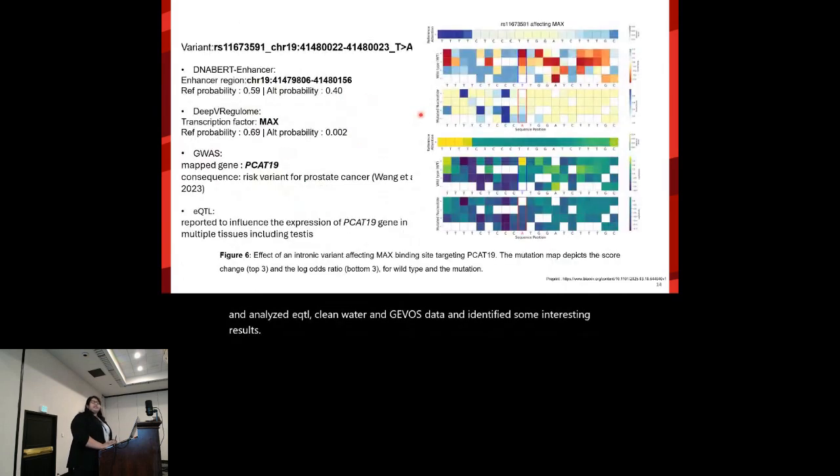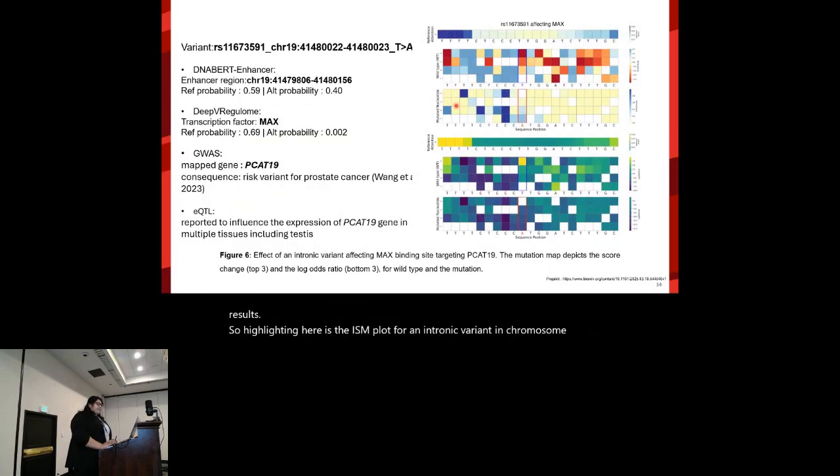So highlighted here is the ISM plot for an intronic variant in chromosome 19, which causes a loss of function in the enhancer region, and it disrupts the transcription factor binding site for a protein called MAX within this enhancer region. On querying it in the GWAS, we see that this variant is mapped to a gene called PCAT19 and is also reported as a risk variant for prostate cancer. And the eQTL analysis further confirms this, that this variant is reported to influence the expression of this same gene in multiple tissues, including testes.